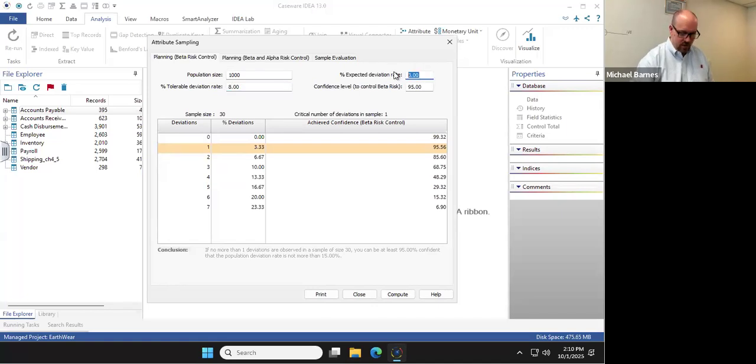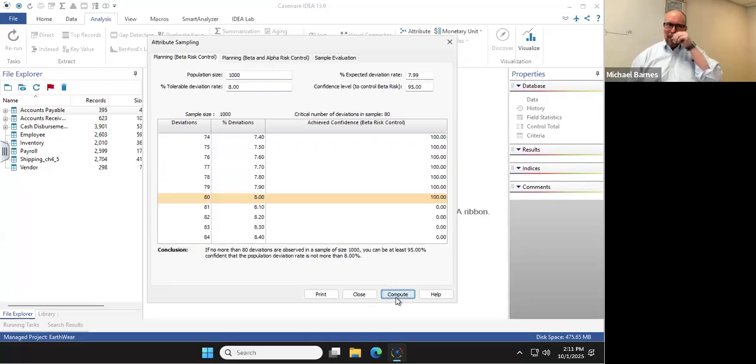What if I make this 7.99%? So there's a distance of 0.01% between my tolerable deviation rate and expected population deviation rate. Anybody want to guess what my sample size is going to be? Going to be the population size. That's right. Compute 1,000. Yep. There's virtually no distance between those two numbers. So it's basically saying you've got to test everything. It's like, that sucks. Be working a few extra hours this week.